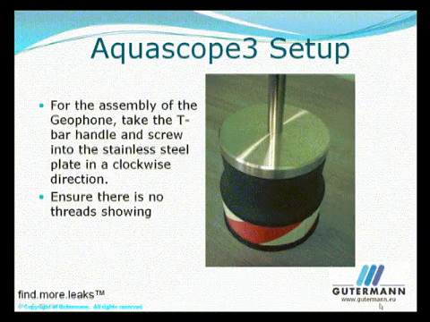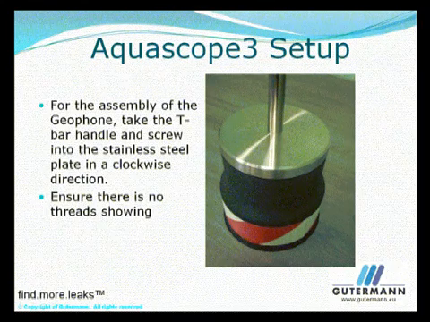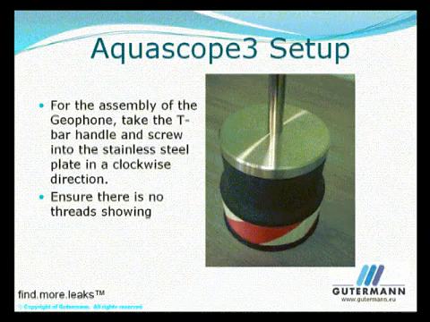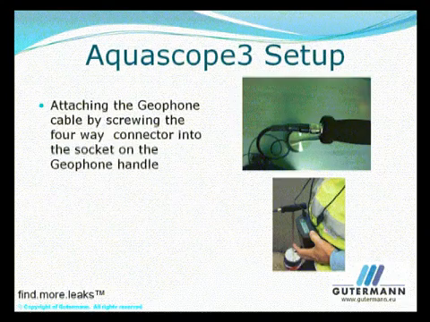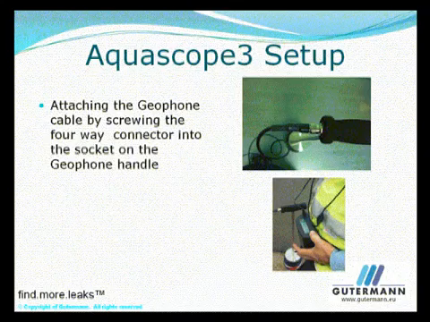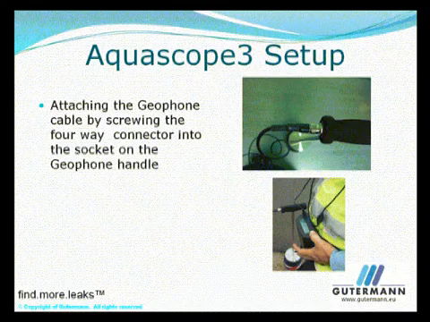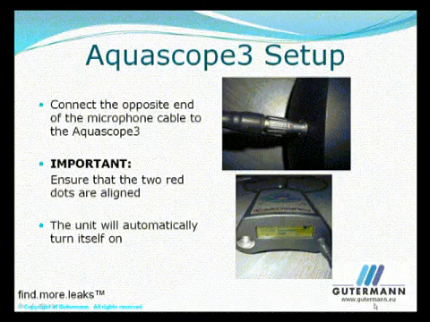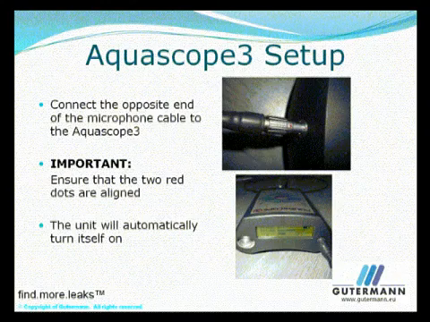Connect the handle of the ground microphone to the base plate, turning clockwise all of the way. When connecting the ground microphone, use the same cable, aligning the groove and screwing it in tightly. Connect the small connector on the other end of the cable to the Aquascope 3 control unit. Make sure the red dot on the cable lines up with the red dot on the control unit. This cable also acts as the on-off switch.